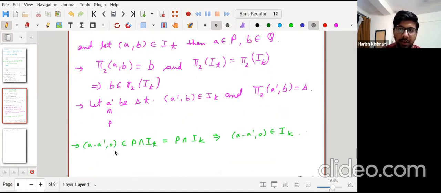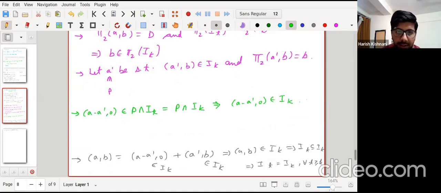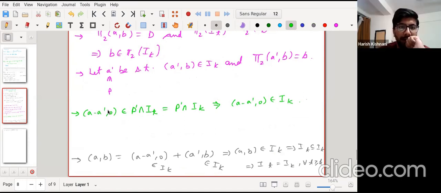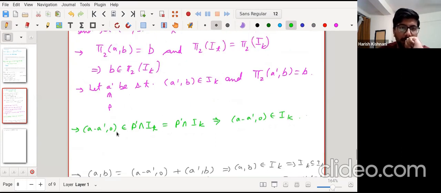Even in here, it should be P dash intersection with IT, and P dash intersection. So this is inside your P dash, right? This is an element of P, and P cross it is 0. So it's an element of P cross 0, that is P dash, right? And it is also an element of IT, because A dash is inside P. You can check why it is an element of IT.